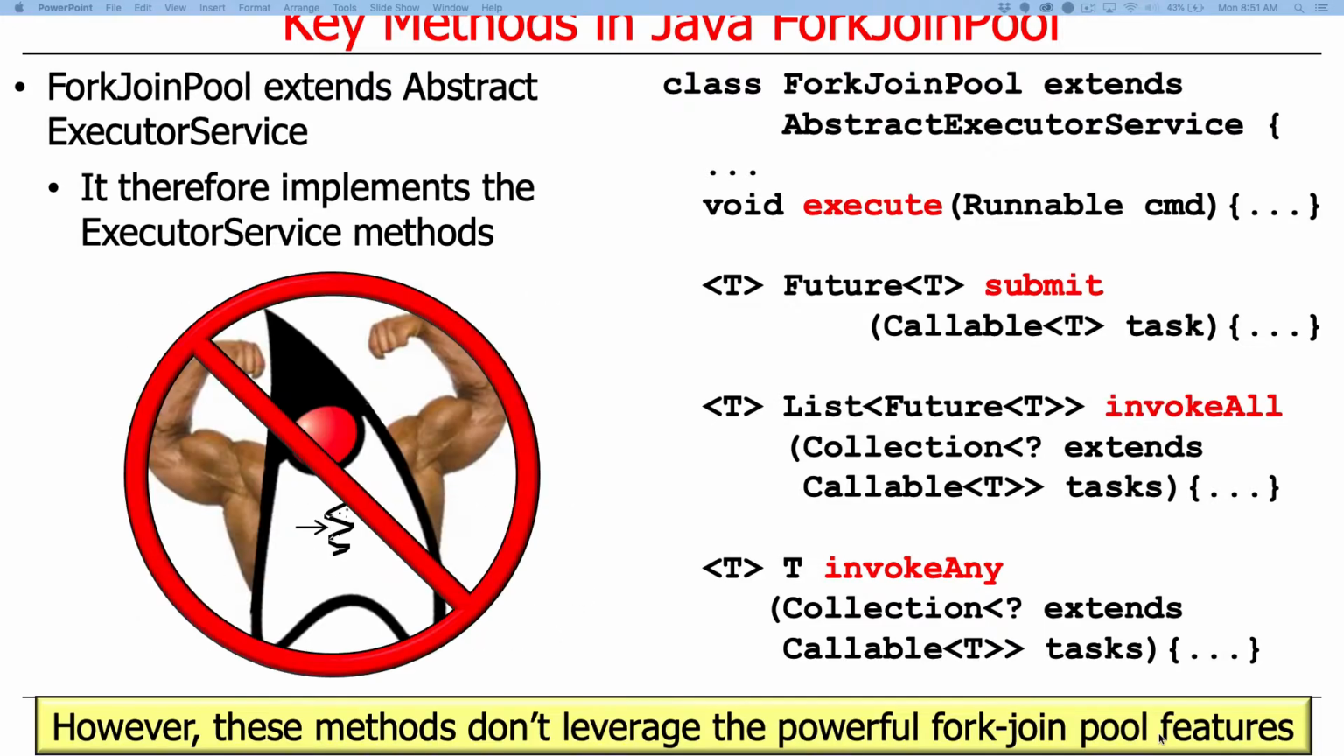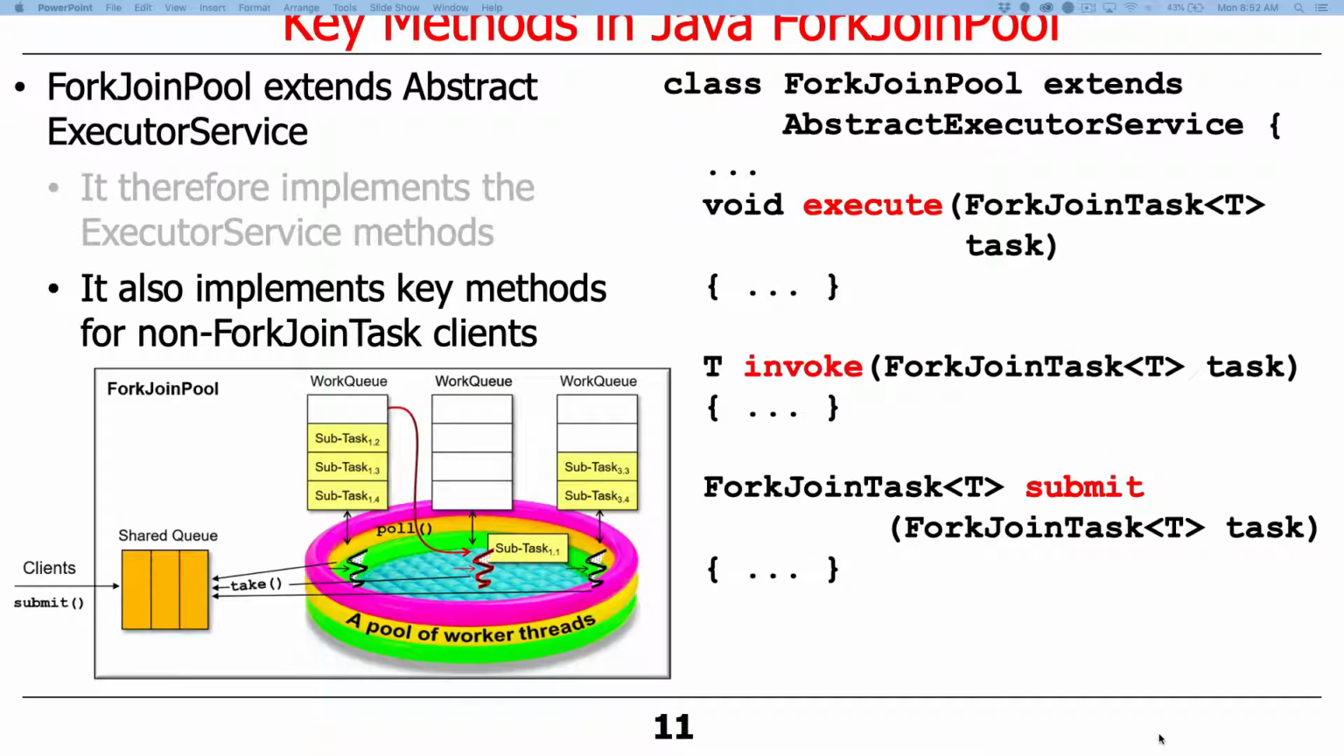As it turns out, we're not going to talk about any of these methods any further because they don't really leverage any of the powerful ForkJoinPool features, although under the hood they conceivably could use some of the stuff like work stealing and so on. But we're not really interested in these things for the purposes of our discussion. I'm just including them here for completeness.